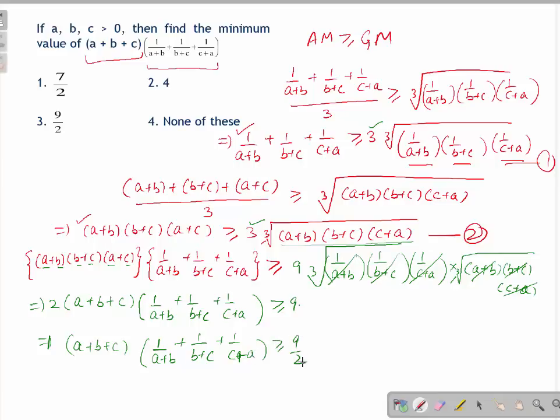And the question was asking about the minimum value, and here we have arrived that (A plus B plus C) into (1 over A plus B plus 1 over B plus C plus 1 over C plus A) is greater than or equal to 9 by 2. That means the minimum value of the expression is 9 by 2. All the other values are greater than 9 by 2. So here in this case option 3 is our answer.